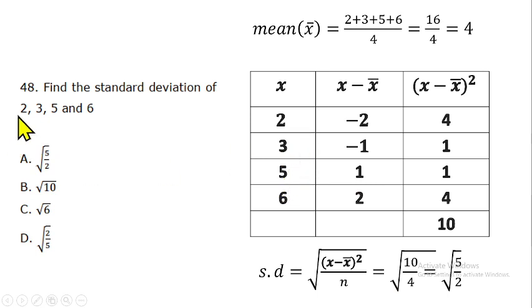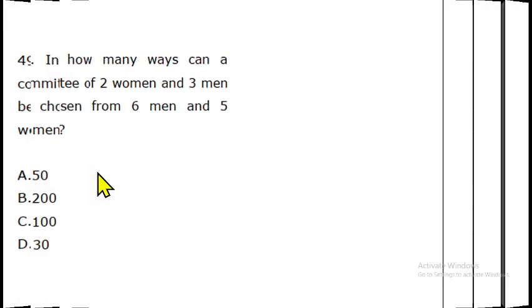So how many data do you have? 1, 2, 3, 4. 4 data. So 10 over 4. 2 can go here, 2 can go here. That gives us square root of 5 over 2. So option A is the correct option for question number 48.